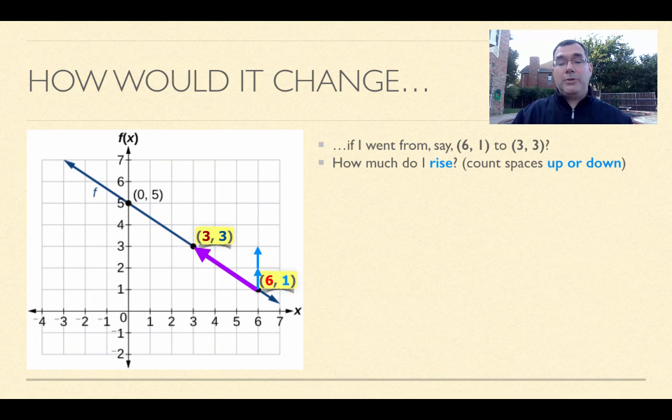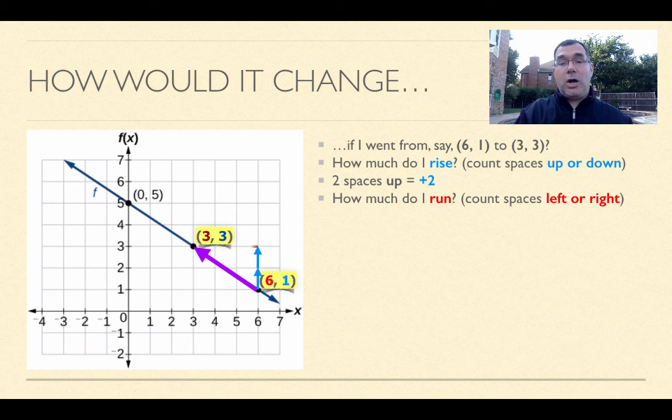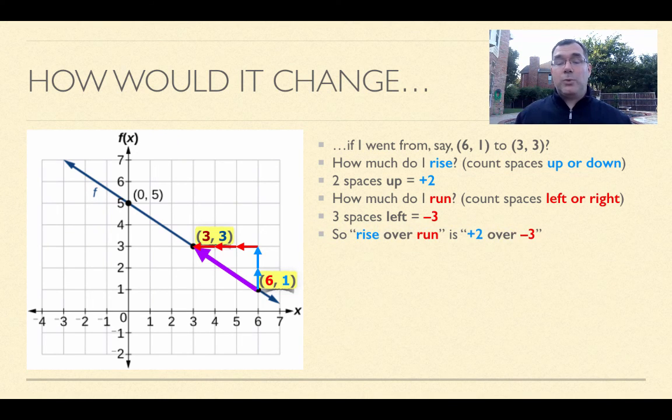I would have to go up 2 spaces to get there. So that's a rise of positive 2 because I am going up. And then to run, to go across the rest of the way, I have to go left 3 spaces. So since I'm going left, that's a run of negative 3. Slope is still rise over run, so that's going to be positive 2 over negative 3, which is negative 2/3.